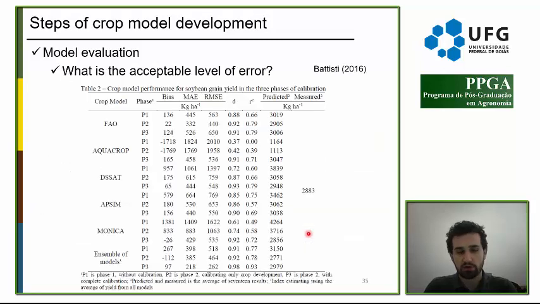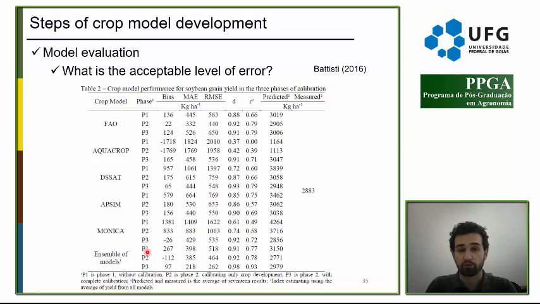And to finish our class, we have this question: what is the acceptable level of error? Here I bring my work where we evaluated 5 models and the average of the 5 models in different phases of calibration, based on the parameters that we changed, and you have these different indexes. So what is the acceptable level of error?